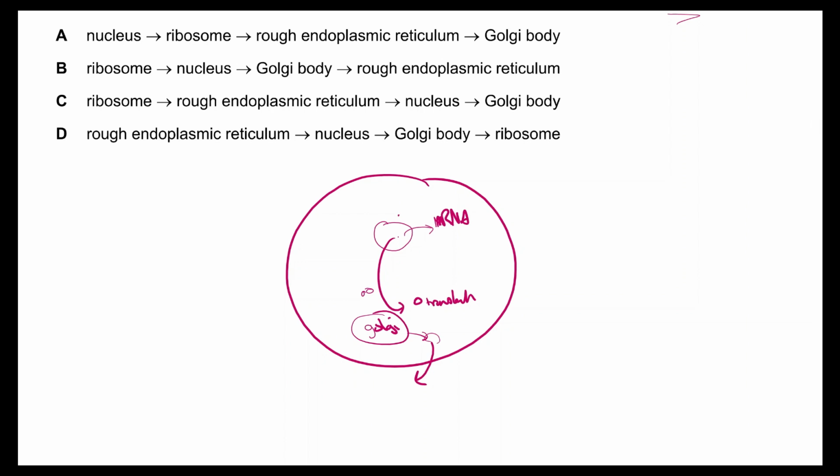Now, let's see the suggestions that we have here. For A, we have nucleus, then ribosome, which is what we said: in the nucleus happens the process called transcription, then translation on the ribosome on the rough endoplasmic reticulum, and then finally goes to the Golgi body to be modified. Therefore, this is correct, and the answer is going to be A.